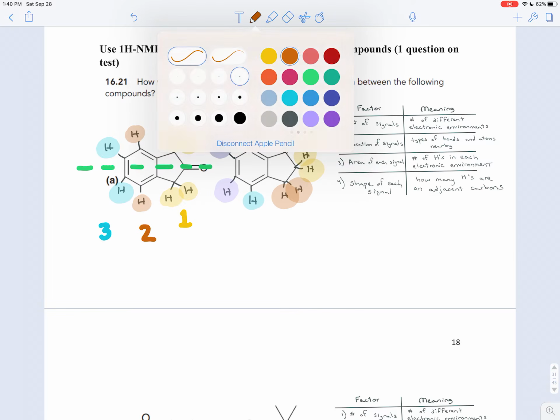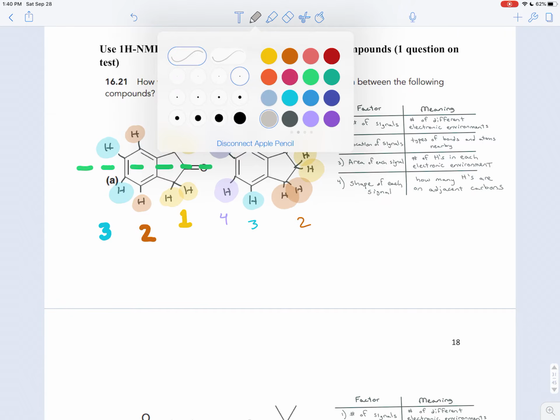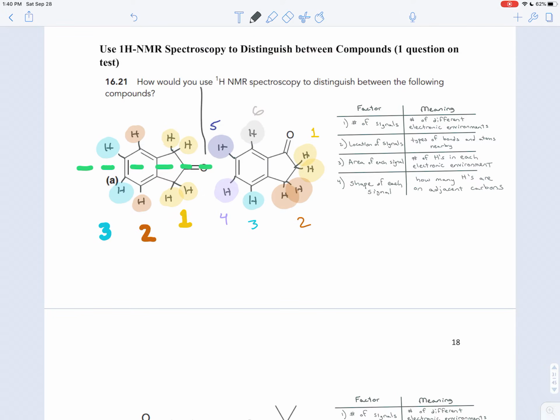So here, this molecule would have 1, 2, 3, 4, 5, and 6 different signals. And so that is because these two molecules, so we'll separate those in our mind, have different numbers of signals, six different types of shadows that are going to be cast when you shine radio waves on them in a magnetic field. That's how you can tell them apart.